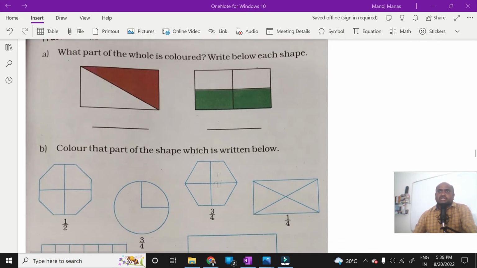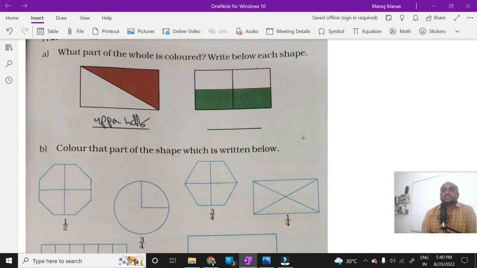What part of the wall is colored, right below each shape? Here you can see the question is what part of the wall is colored. I can say that the upper part is the upper half. This is the first upper half of the figure. This particular shape is a rectangle. It is divided into two triangles, and the upper part is the upper half.